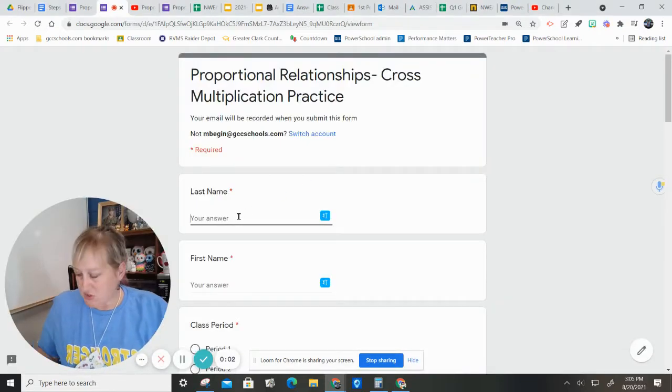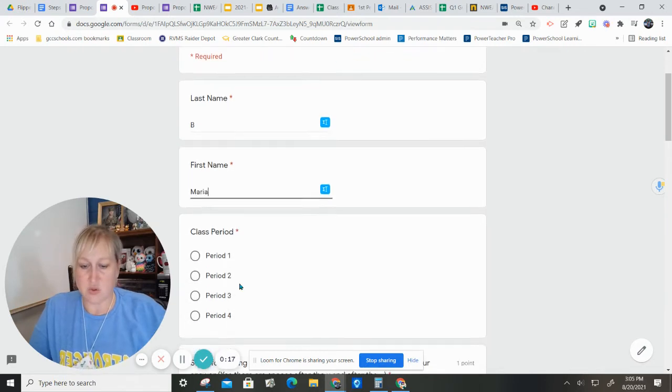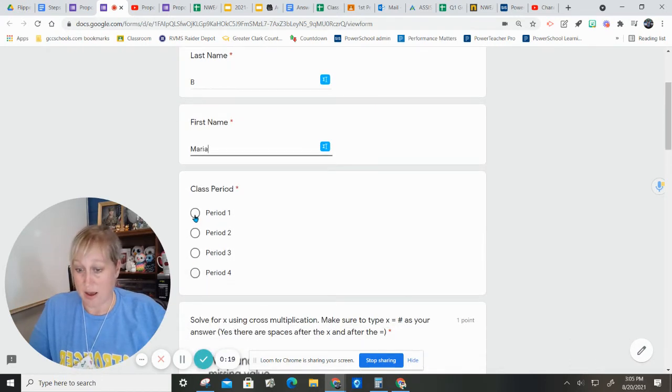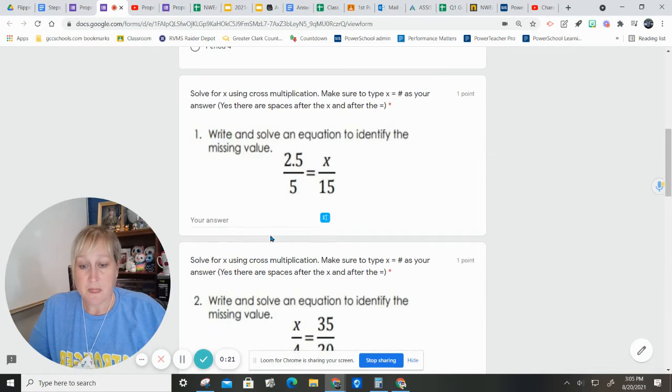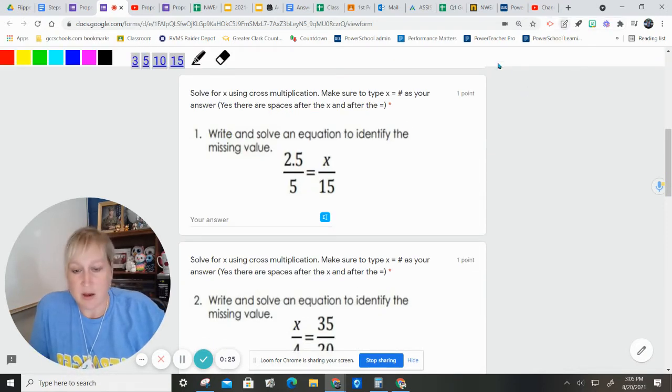All right, we are going to do some practice. So you guys should be using this to verify that you are on the right track. First, put your last name and your first name, and your class period that you have made. We are going to be doing cross multiplication, which we should have learned by now. So these should be used for checking purposes to make sure that you are on the right track.